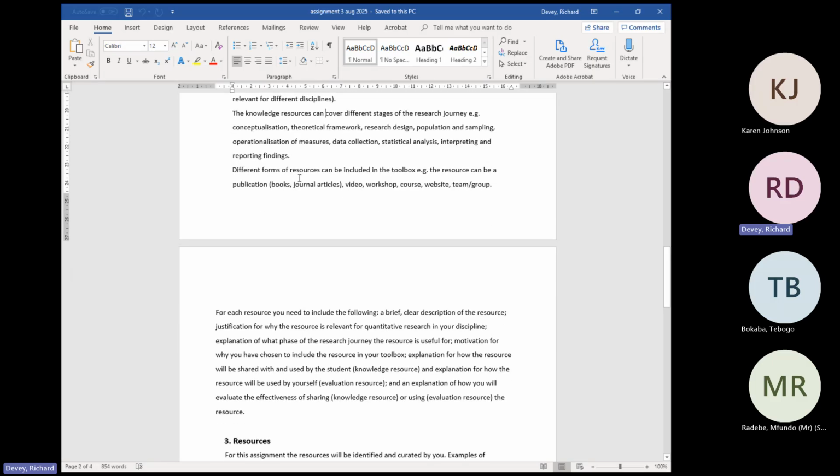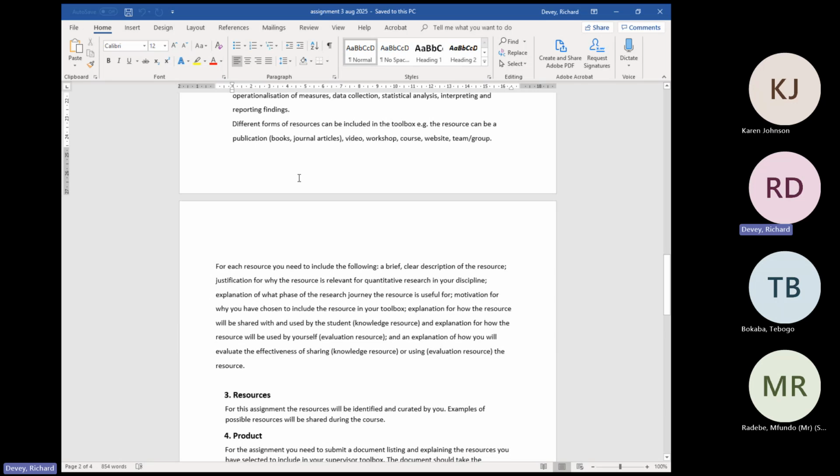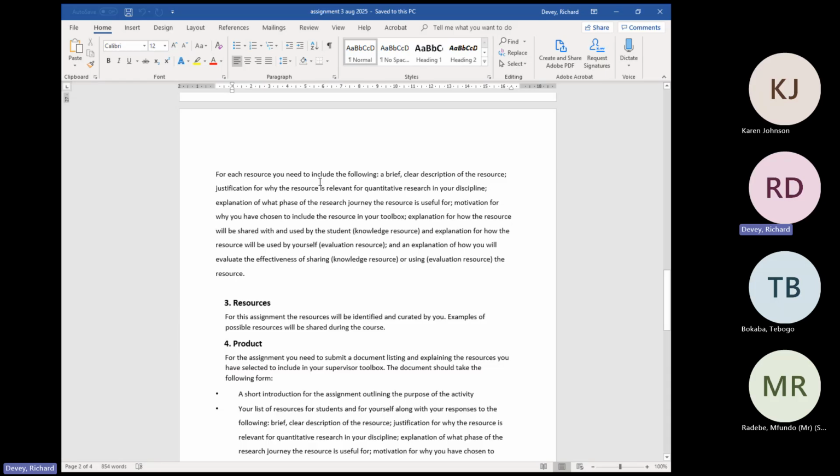And then you can use any form of resource. You could use a publication, a book, a journal article, a video, a workshop, a course, or a website. Anything that you think would be useful for your students to learn about quantitative research can be used there. For example, there are some very good websites with really good material for learning about quantitative research. It might be a video or a website on how to use SPSS, for example, and that's something you could include if you think it's relevant.